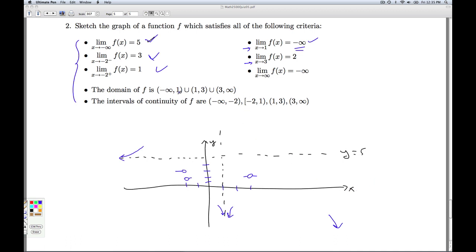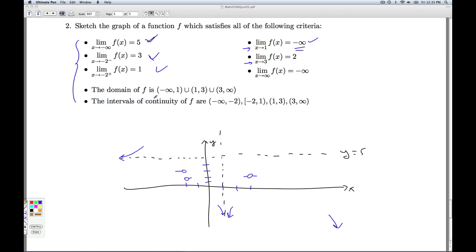It says the domain of f is minus infinity to 1, union 1 to 3, union 3 to infinity. Okay, so what's that really telling me here? It's telling me that the hole at 3 is never going to get filled in because the function's not defined at 3. It's not in the domain. The function also isn't defined at 1, so there's going to be no dot I fill in there. But in other words, I'm going to be able to fill in the dot somewhere at 2 because 2 is in the domain. I just don't know what dot to fill in yet.